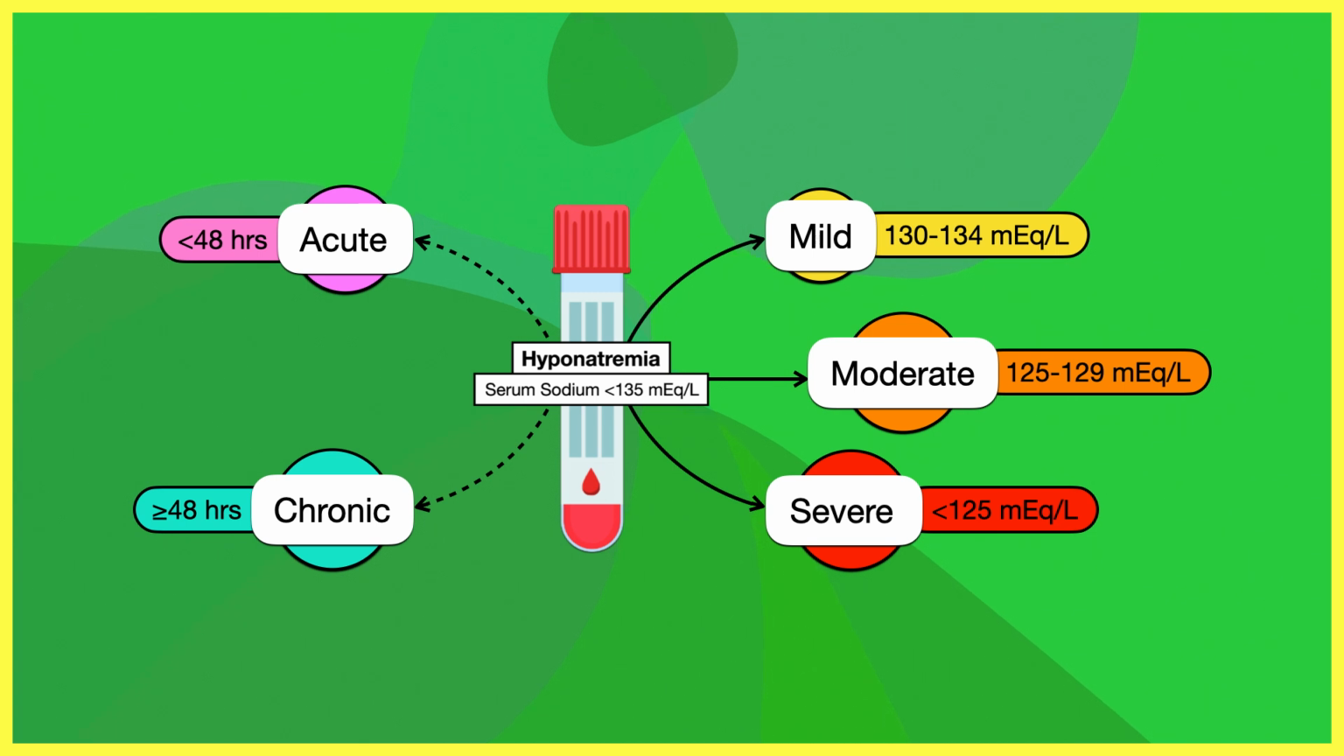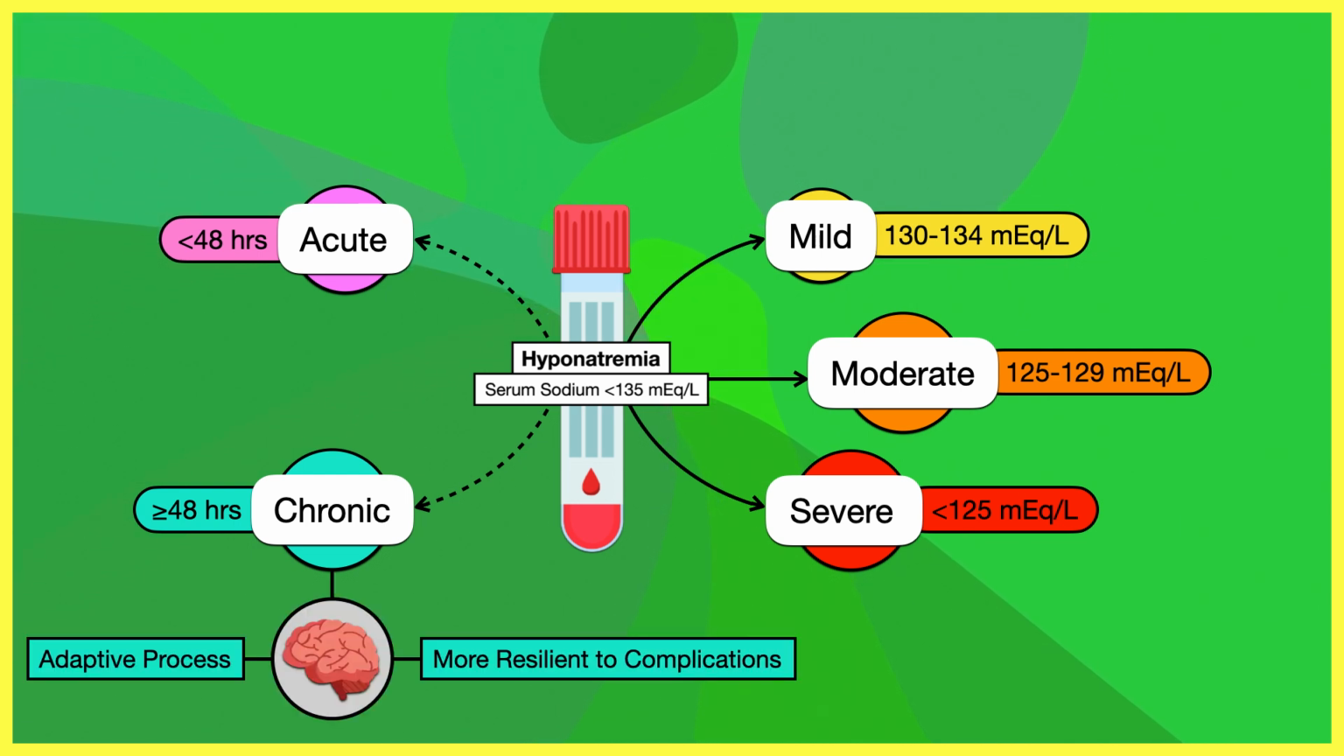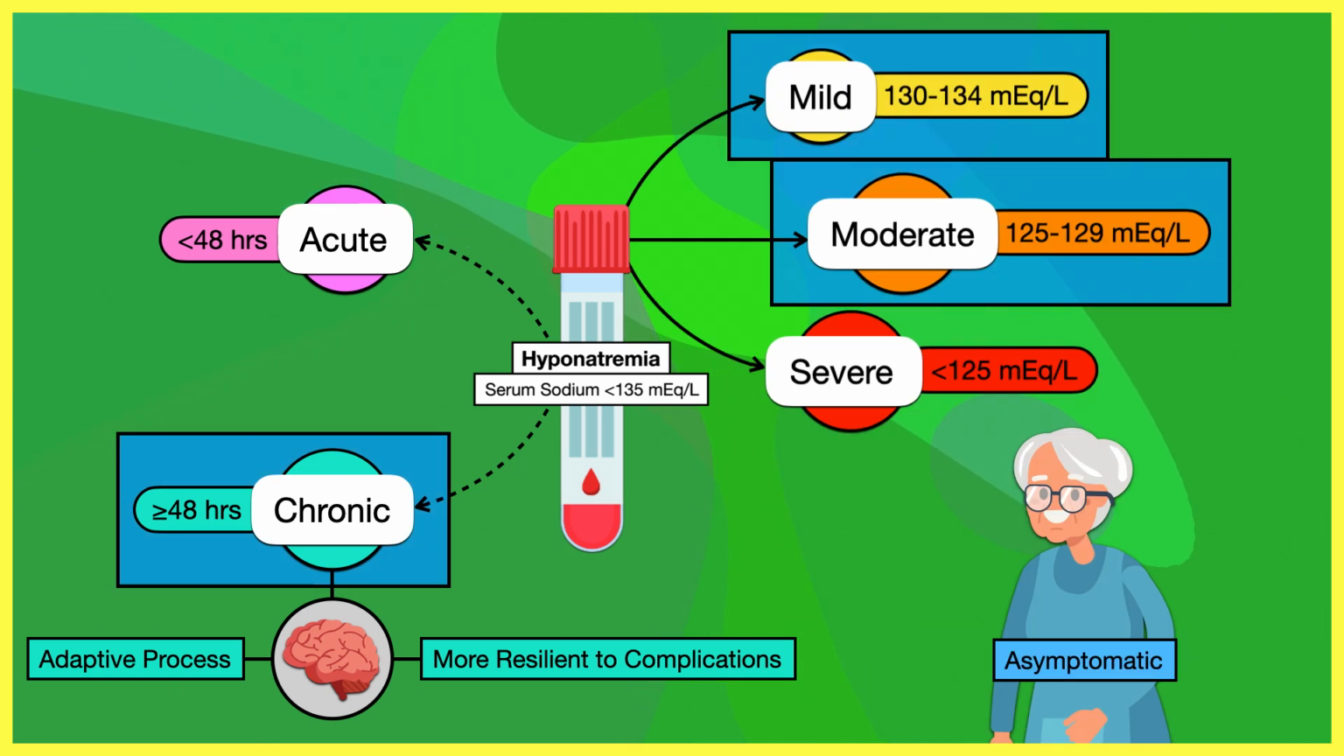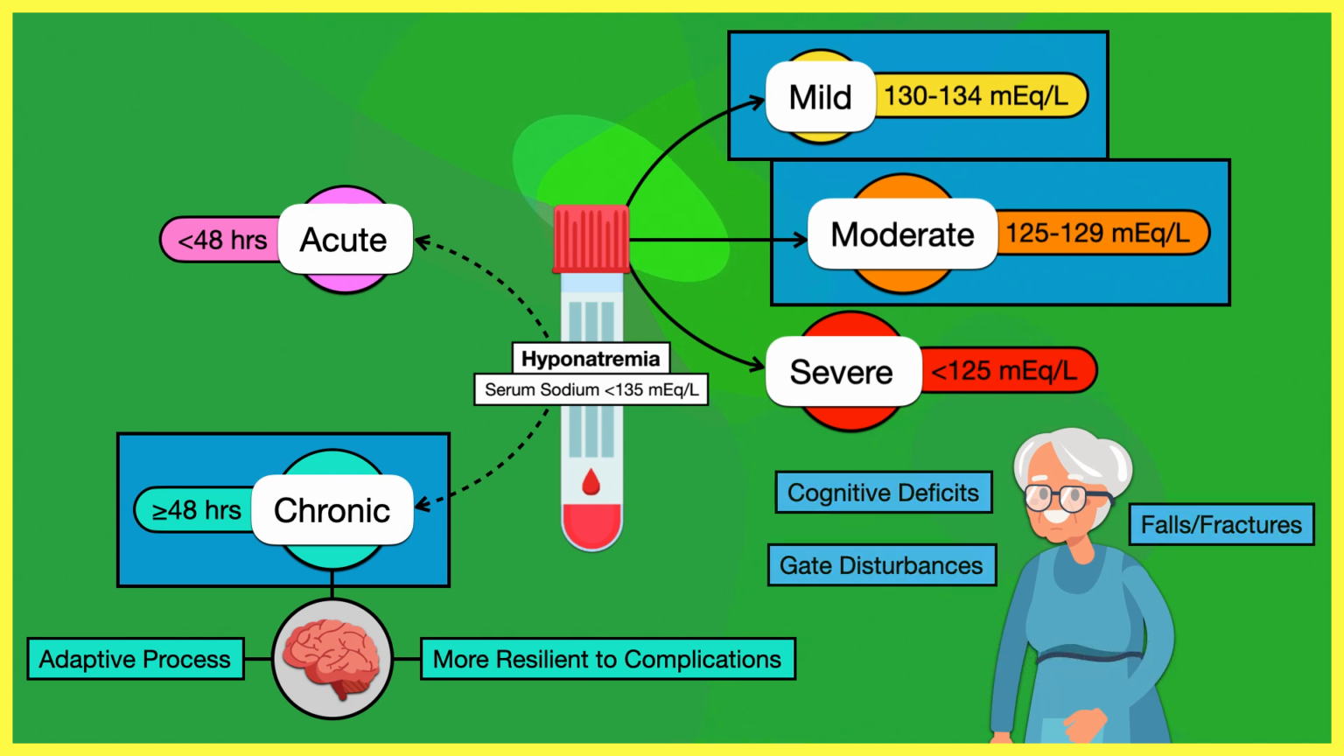Nevertheless, as we examine these consequences, we must also consider whether the hyponatremia is acute or chronic, which is delineated by 48 hours. That's because the brain undergoes an adaptive process in chronic cases that normalizes brain volume and makes a person more resilient to some complications. As such, patients presenting with mild to moderate chronic hyponatremia may present as asymptomatic.